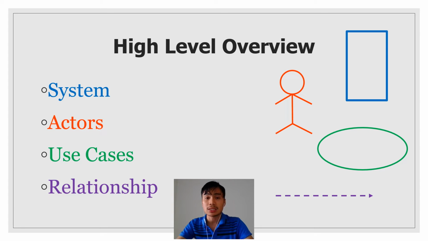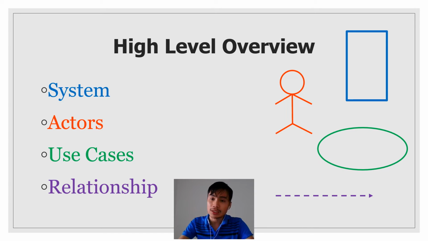We have four main components to draw a use case diagram. First one is the system, the blue one. And then the second one, the actor, this is the orange one, and then the use cases, the green one, and the relationship is the purple one. So the color is not important actually. You can use your pencil to draw the use case diagram. In this case, I'd like to show you the difference between these four types of elements, right? So that you can better understand how to draw the use case diagram, right?